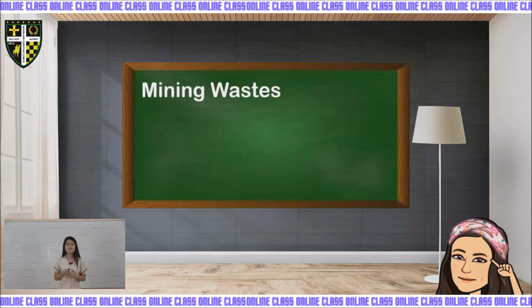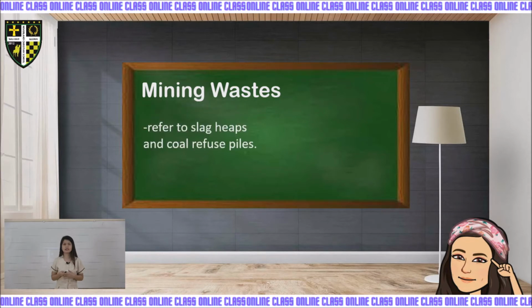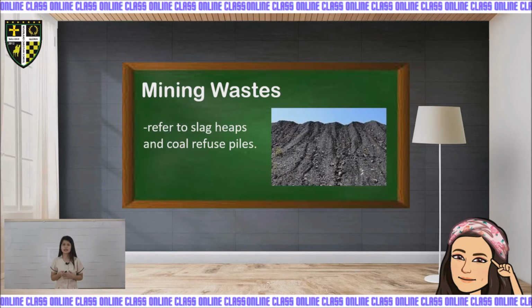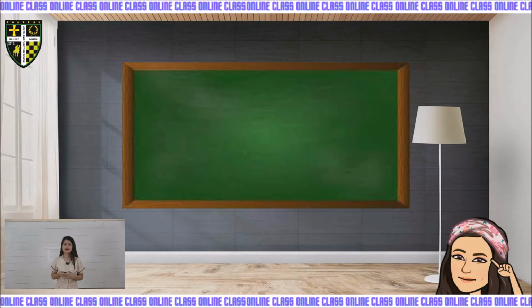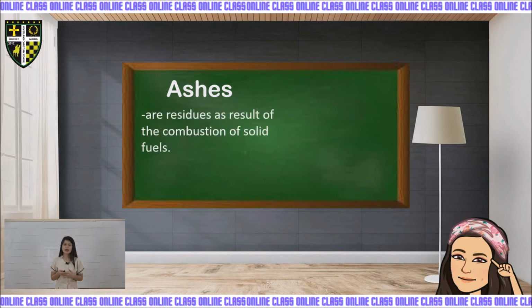Next, we have an example of mining waste. Mining waste includes non-decaying materials. They can stay for many years or tens of thousands of years. It refers to slag heaps and coal refuse piles. Example picture, this. Those came from mining. Next, we have ashes. Yes, ashes are also included in non-decaying materials because these ashes are residues as a result of the combustion of solid fuels. So please, kids, remember, these non-decaying materials must be thrown in the proper area.